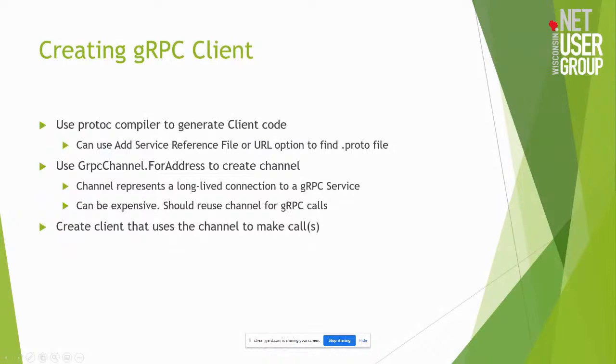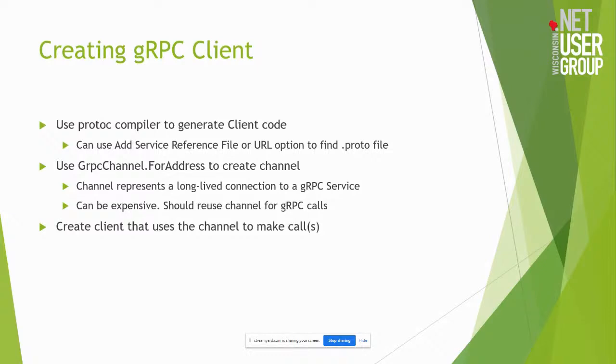Right. So the next step would be to set up the client in order to call our service. For the client, it's a similar process. We have to use the protoc compiler to generate client code. And we can actually use Add Service Reference to find the proto file. So it can either use the URL option or the file option, or we can just generate those files using our gRPC tools package and include this in the project.